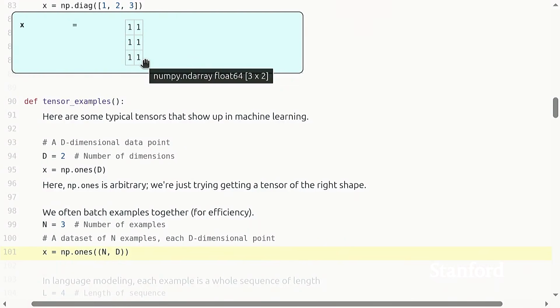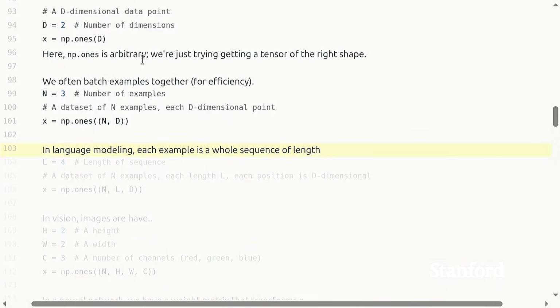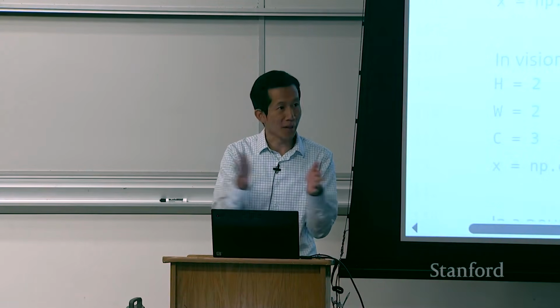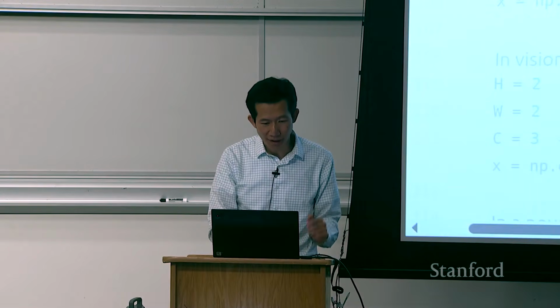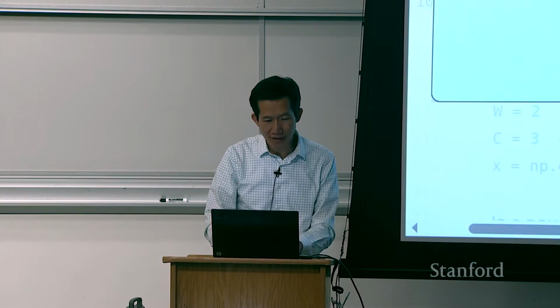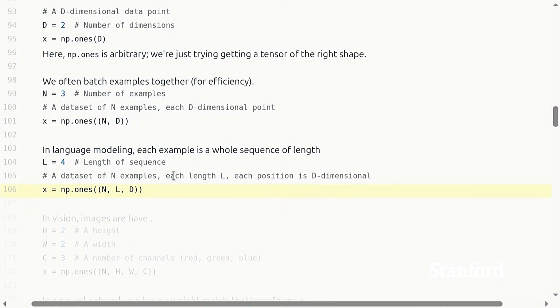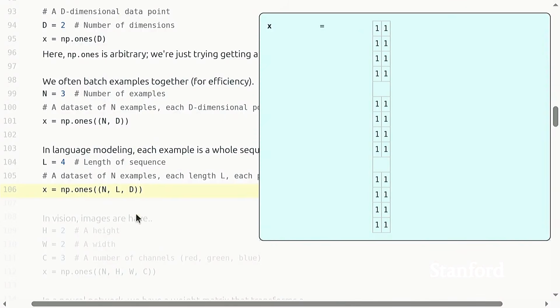Okay. So in language modeling, this is where you actually get into higher order tensors, because each example is a sequence. Think about a sentence. It's a sequence of length L. And so if you have a data set of n examples, each length L and each position in the sequence is d-dimensional, then you have an n by L by d tensor. Okay, so here's 3 examples. Each example is actually a matrix where the dimension of that matrix is the length by the dimensionality of the vector at each position.